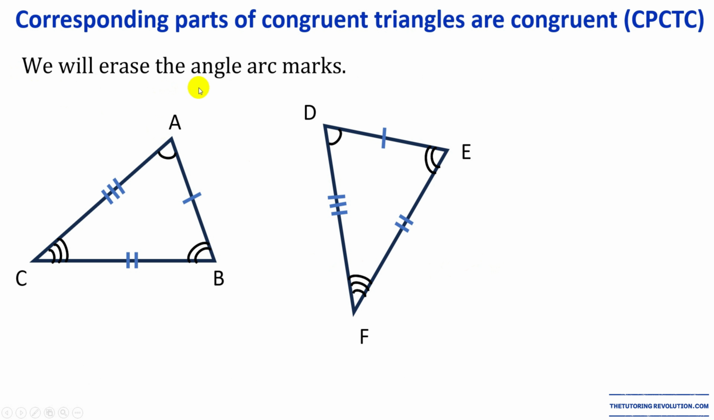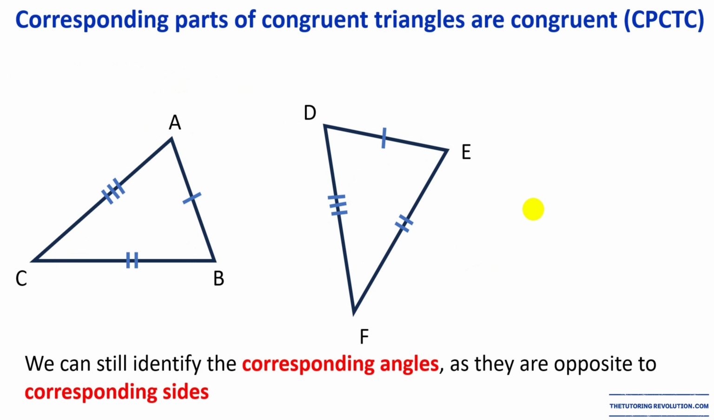Now we will erase the angle arc marks. We can still identify the corresponding angles, as they are opposite to corresponding sides. So the purpose of erasing these arc marks is to see how we can identify them if they are not labeled. So we're going to start writing what angle corresponds to what angle in the first triangle versus the second triangle.